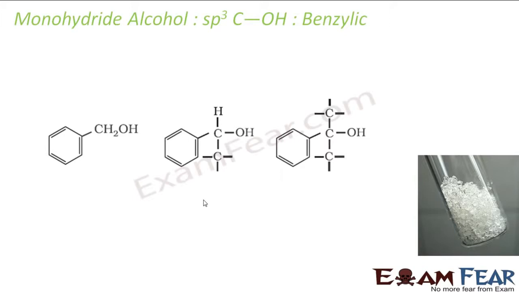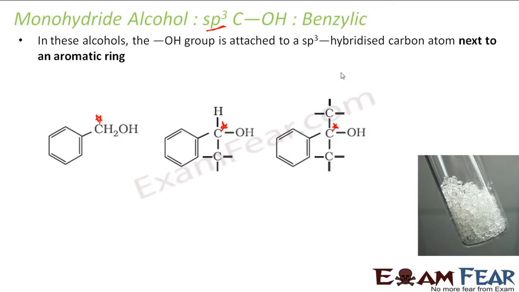Let's start with benzylic, and that is also sp3 hybridized. If you see, this is my star carbon because it is attached to OH. Here this is my star carbon and this is my star carbon. If you see, this star carbon is not part of the benzene ring. So don't get confused. This is not sp2, this is sp3, this is a normal alcohol. And now if you see, this star carbon is attached to a benzene ring. So this is called benzylic alcohol, where my star carbon is attached to a benzene ring or aromatic ring.